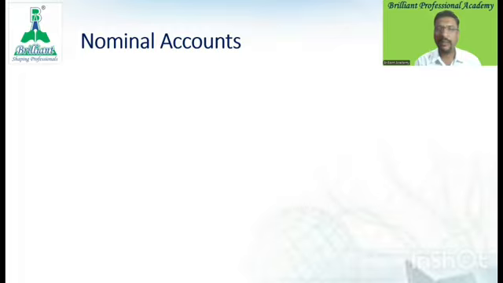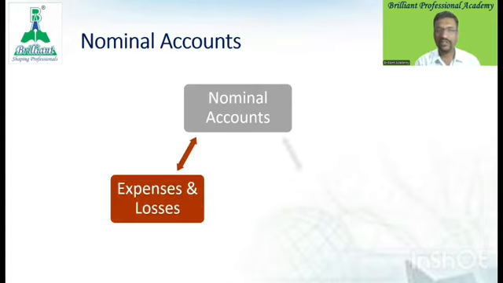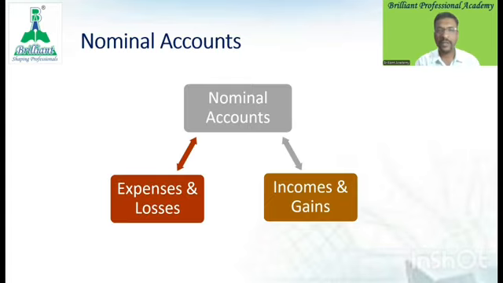Personal accounts are related to persons or all liabilities. Real accounts are related to assets. Now what is remaining? Liabilities are covered, assets are covered. What is remaining? Yes, accounts related to profit. So nominal accounts cover expenses and losses and incomes and gains. Assets are covered in real accounts. Persons or liabilities are covered in personal accounts. Expenses and incomes are covered in nominal accounts.